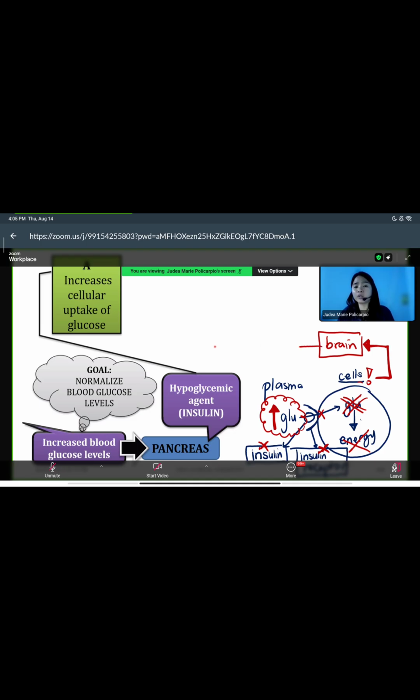Ano naman tong nangyari kay brain? Panic mode. Panic mode naman si brain. Ano nangyari? Akala niya walang pagkain. Nag-trigger tuloy siya ng hunger sensation, ng hunger tendency.